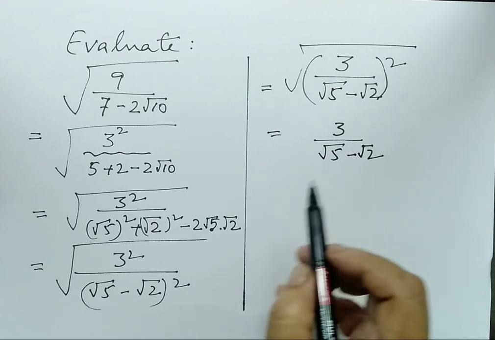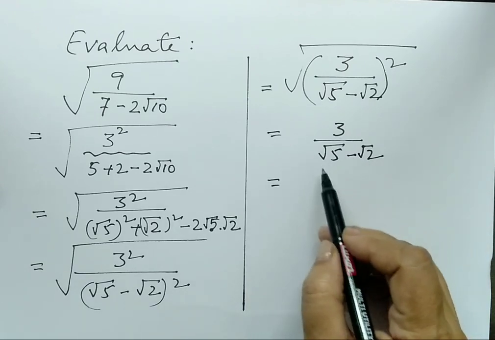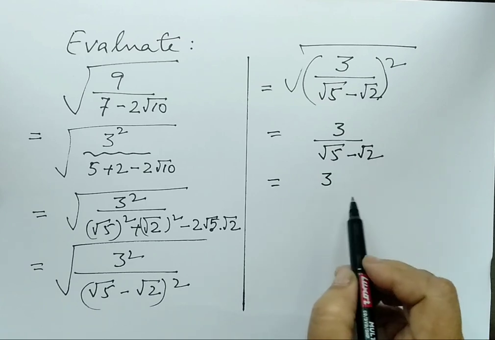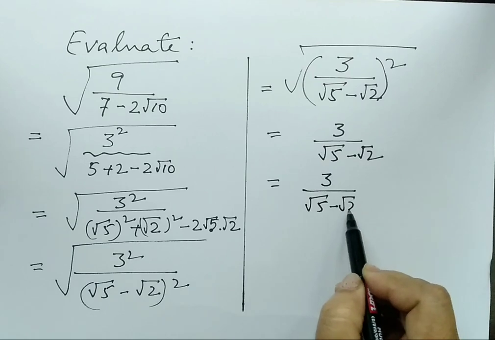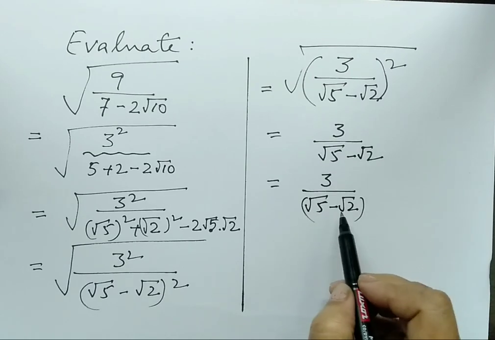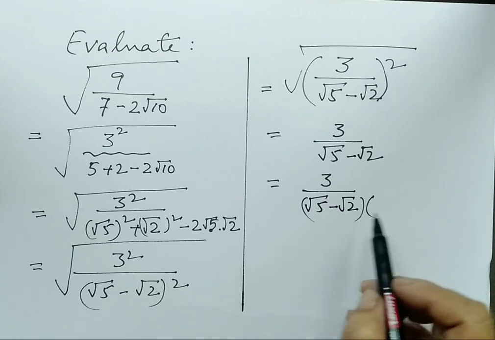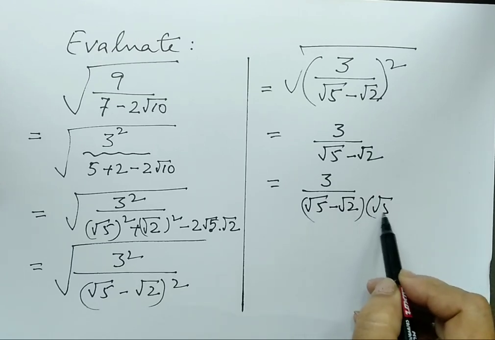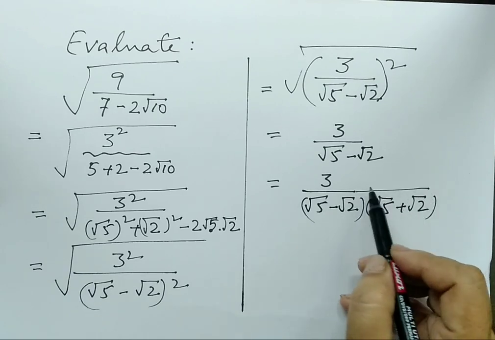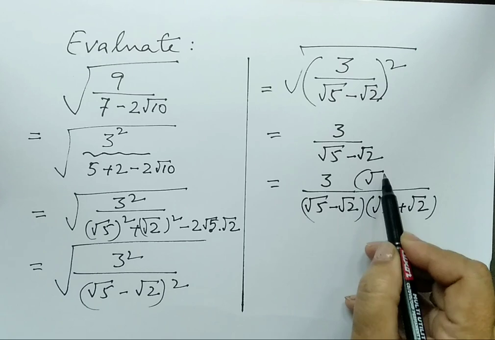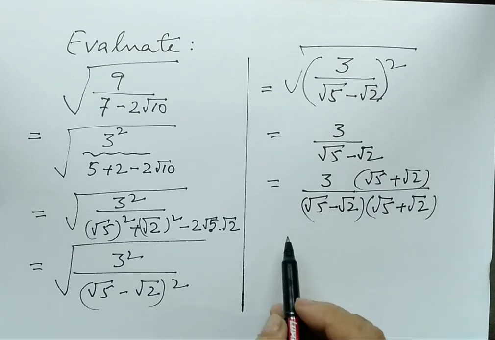Got it? The next step would be to rationalize the denominator. So 3 over root 5 minus root 2. So we usually take the reverse sign to rationalize. So we will have root 5 plus root 2 here, and over 2 we will have root 5 plus root 2. Got it?